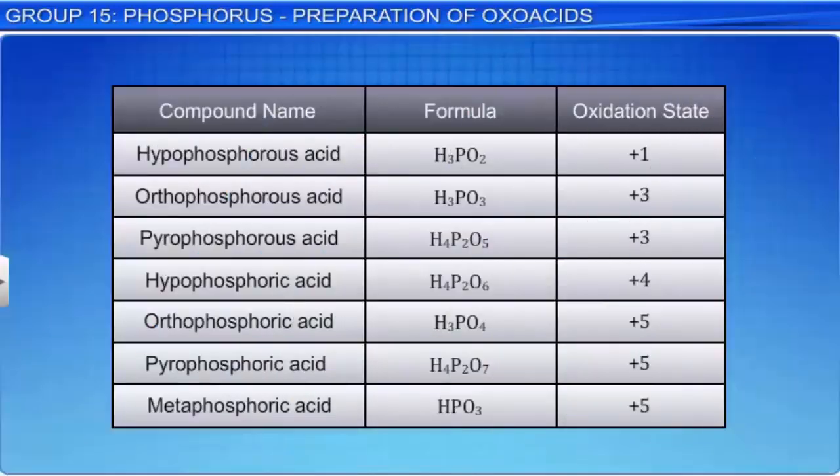The table here lists the formula and oxidation state of each of these oxo acids. Phosphorus usually exhibits an oxidation state of either +3 or +5 in its oxo acids. Note that the oxidation state of phosphorus in hypophosphorus acid is +1, while it is +4 in hypophosphoric acid.